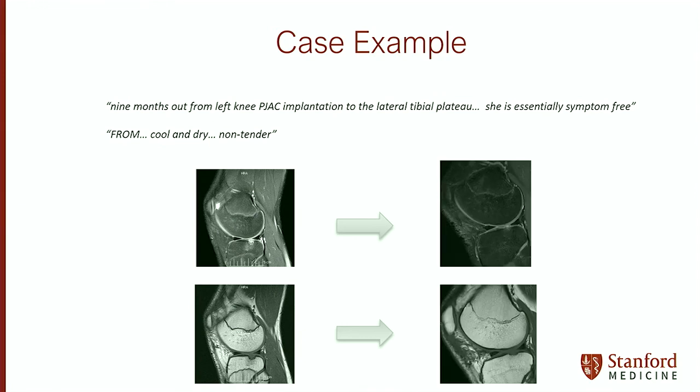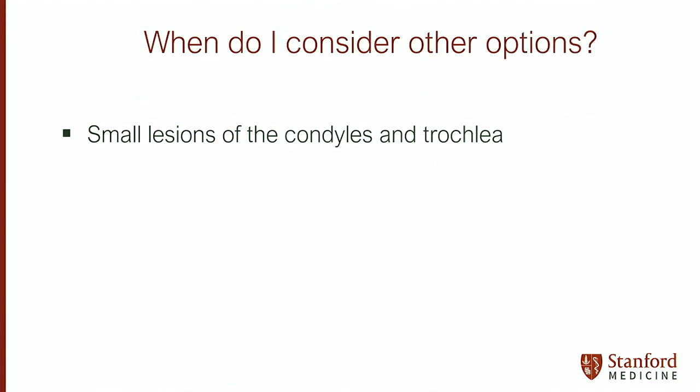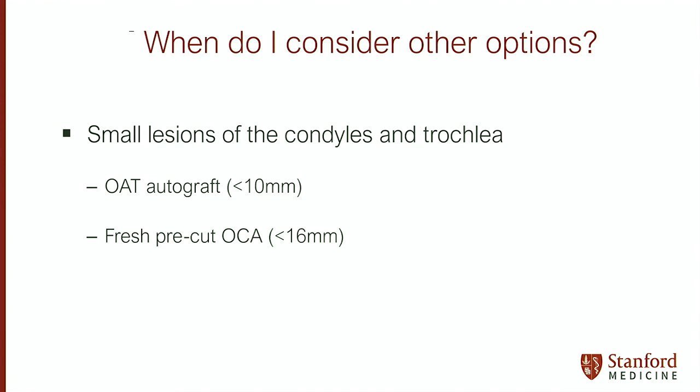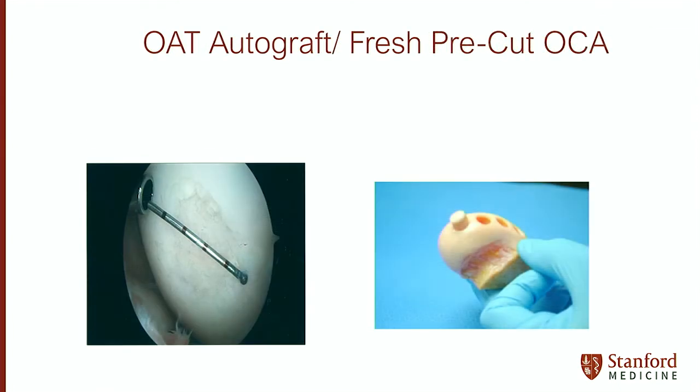And you can basically see MRI healing and the subchondral changes resolve, and she was doing quite well. I think the last time we looked was a year or 2 years out from that. So when do I consider other things? Small lesions of the condyles and the trochlea. That's where we really can come into play with OATS autograft, particularly if these are 10 millimeter defects. For us, fresh pre-cut allografts that are either 10 millimeters or 16 millimeters have really come into our algorithm in the last year and have changed the landscape as far as what we do for some of these types of lesions that you see here. But these are excellent outcomes.